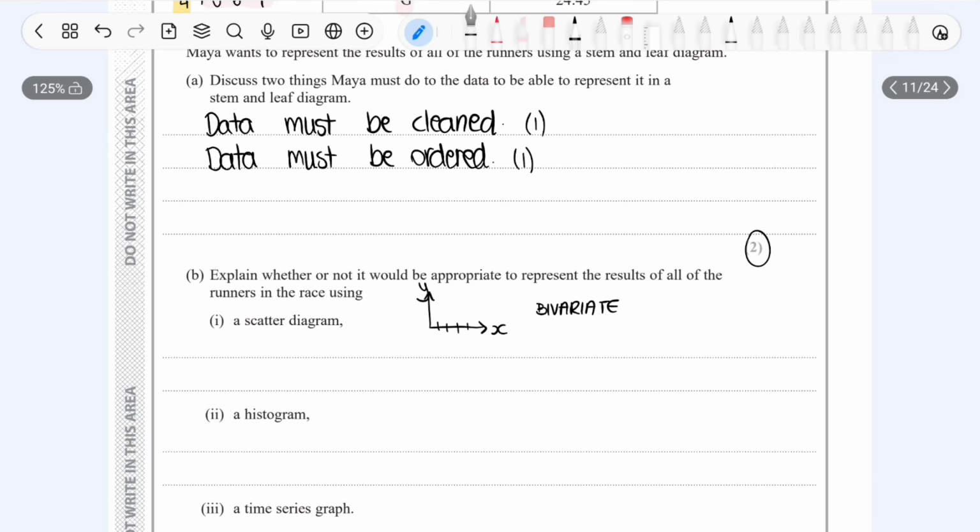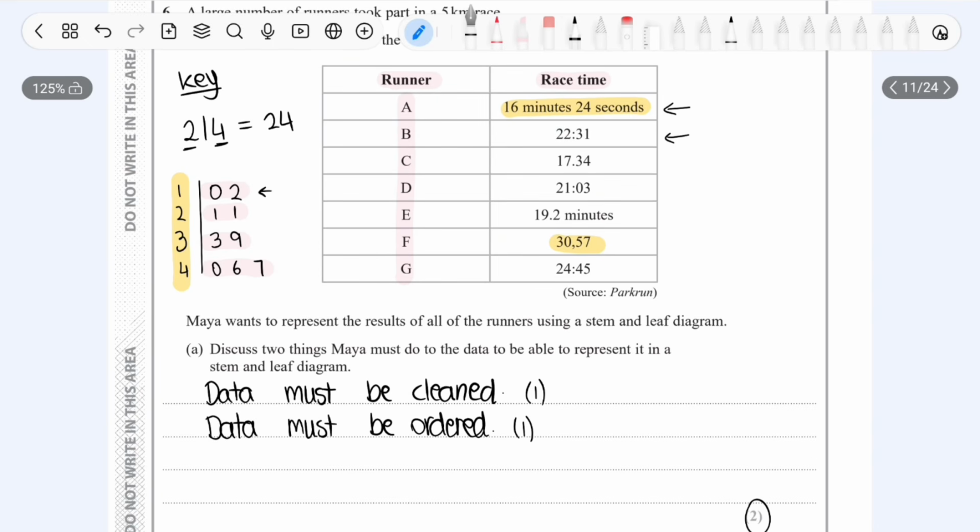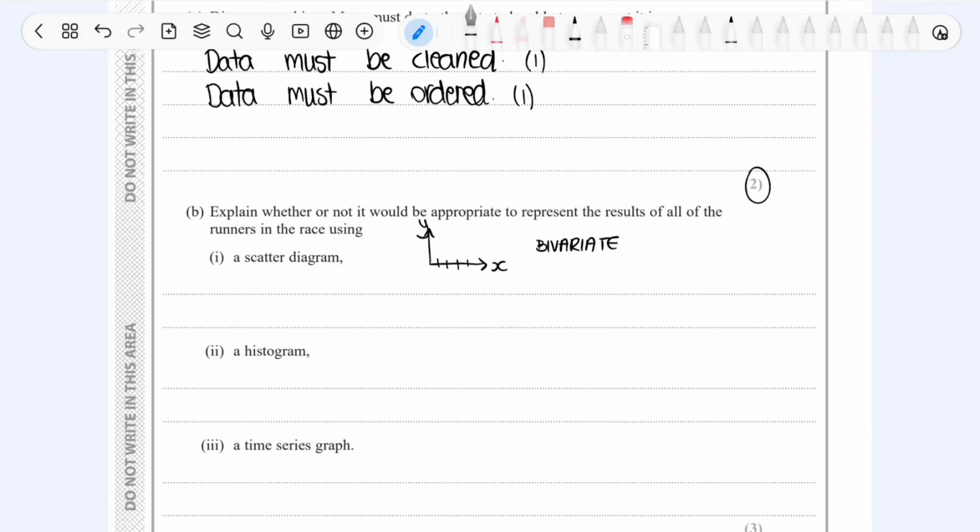So you're not really seeing the relationship between 2 variables. You're just seeing at runner A, they do this, runner B does this, etc. You're not seeing a relationship because A and B are not related as the race times are. So it wouldn't be appropriate to use this.